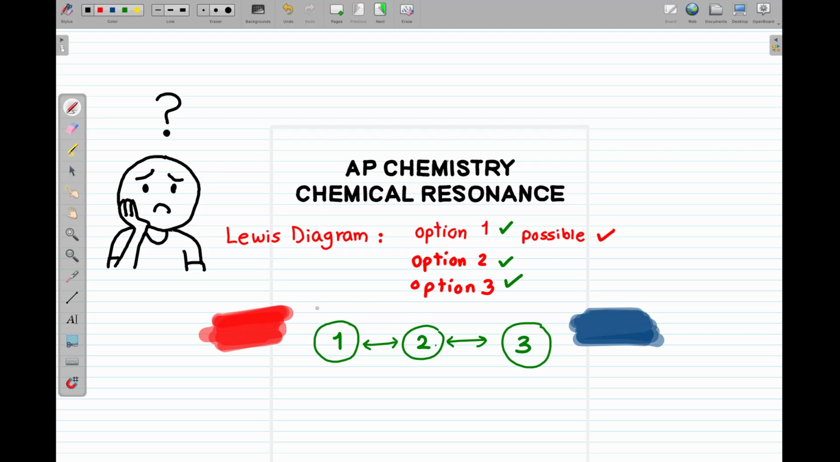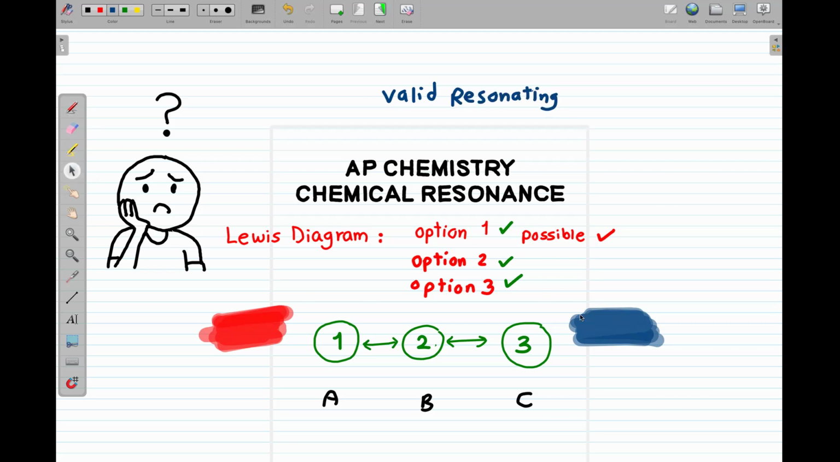Some of the students think that the structure keeps resonating or moving between the three different structures, who say that A is valid, B is valid, and C is valid. So it's either this one or move to this one or this one. This is not correct. The valid resonating structure is actually a hybrid of these ones. So it's like a mixture.